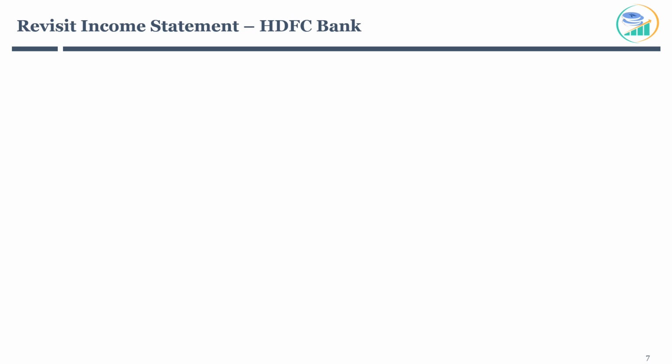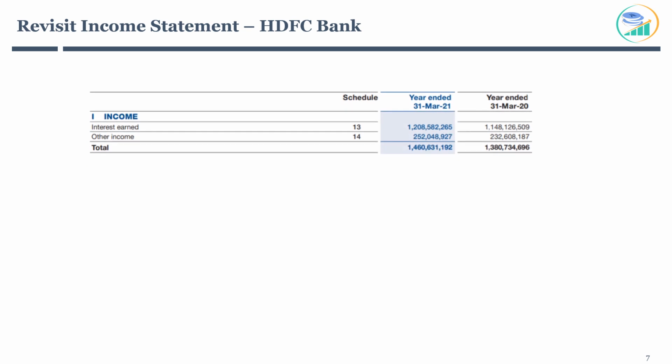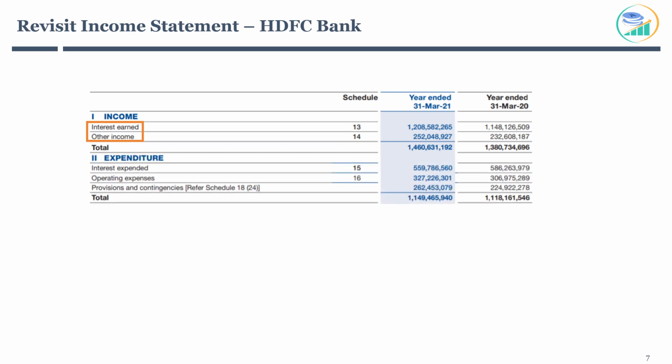Let's summarize the income statement again. It starts with income. Income has two distinct line items, interest earned and other income. The next line item is expenditure. Expense has three main line items: interest expended, operating expenses, provisions and contingencies.